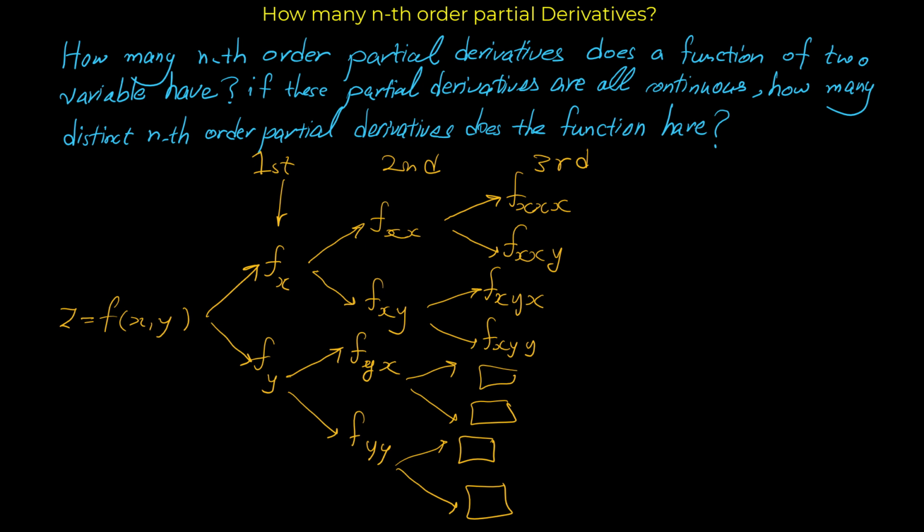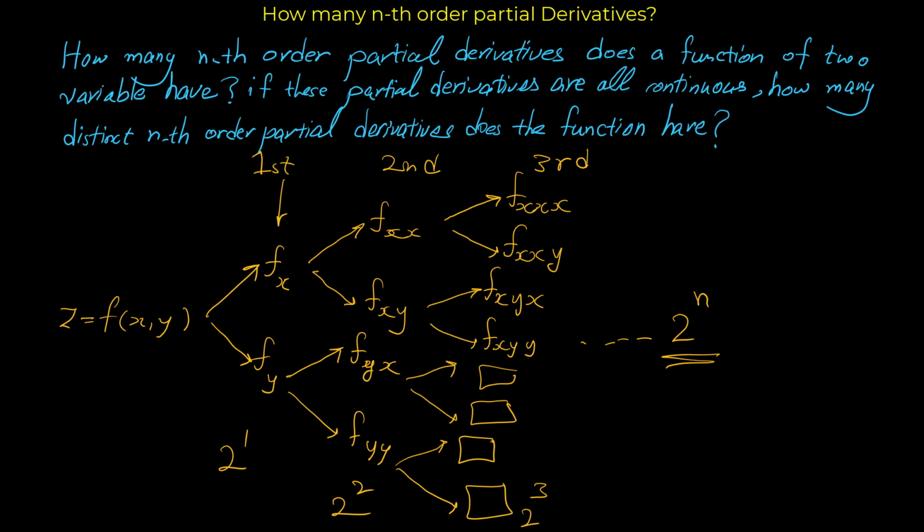Based on this pattern, can you guess how many nth order partial derivatives a function with two variables has? First order, 2, so 2 to the 1. For the second order, 2 to the 2. For the third order, we have 2 to the 3 partial derivatives. If we continue this pattern, each time we go to the next order, we multiply by 2. So for the nth order, we have 2 to the n partial derivatives.